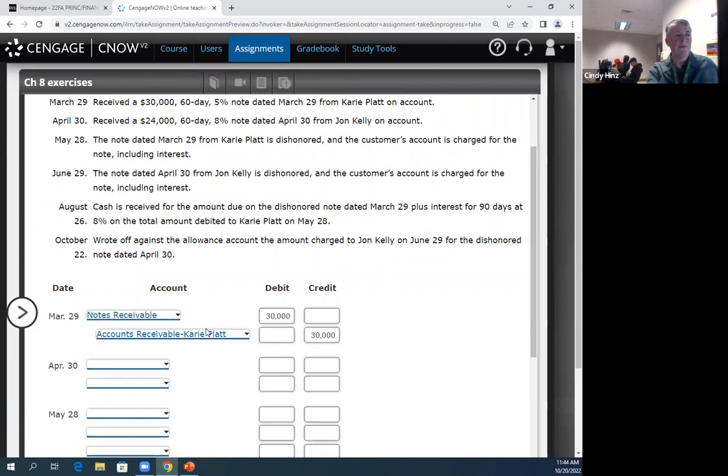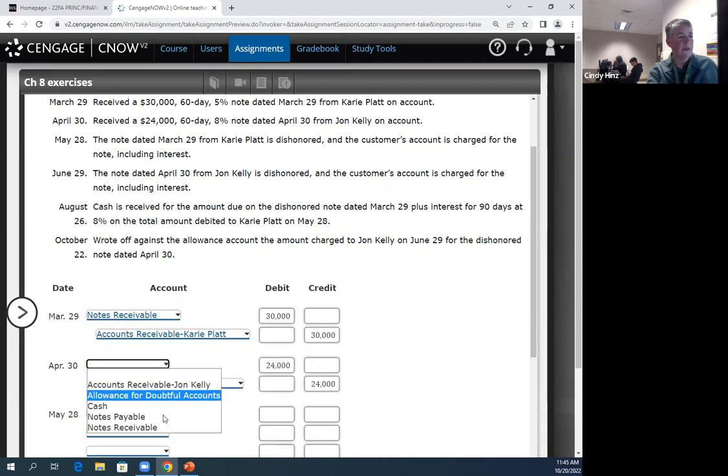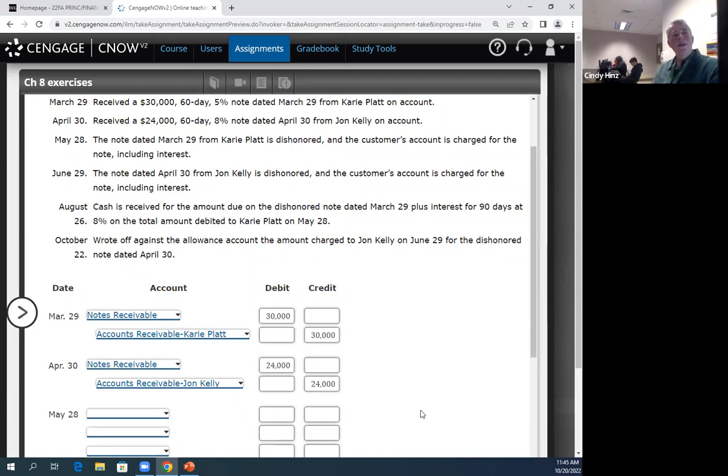Same thing happened on April 30th. We received a $24,000 note. So John Kelly is converting his account receivable into a note receivable. You'll notice that Carrie's note is at 5% interest and John's note is at 8% interest.